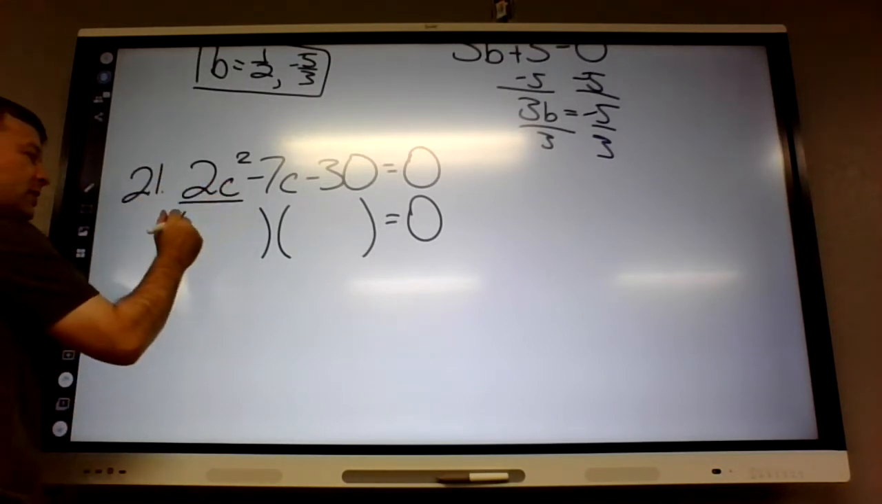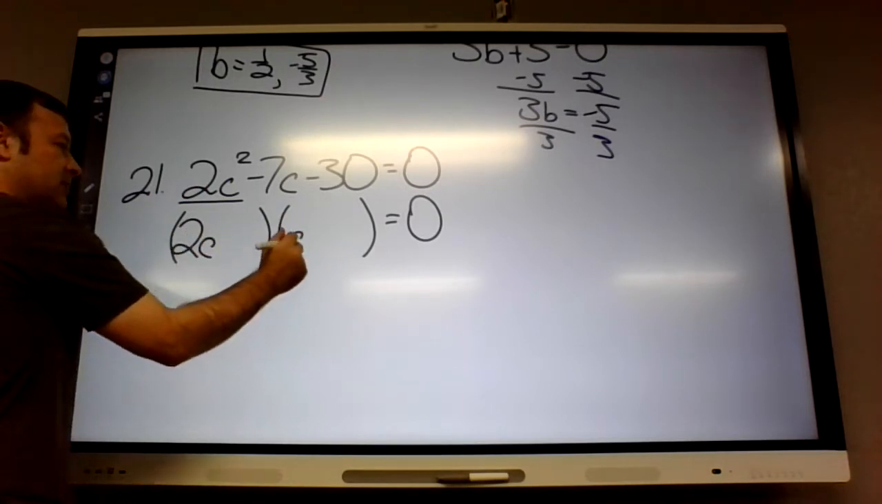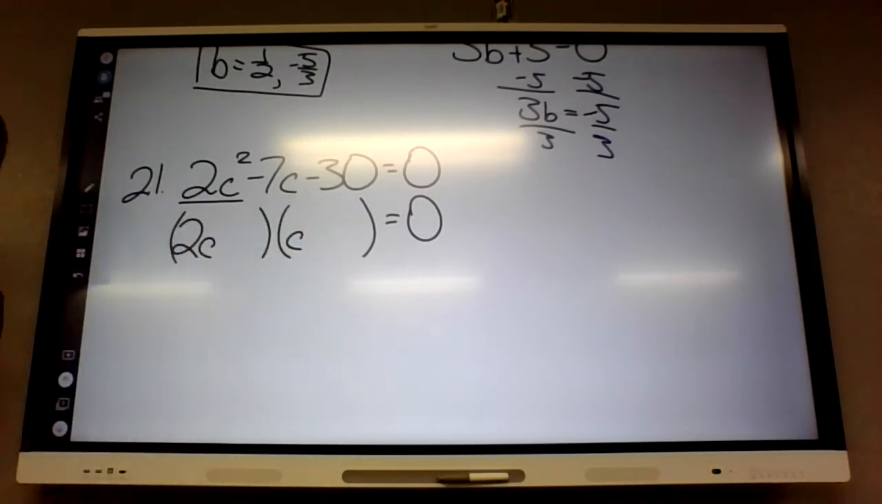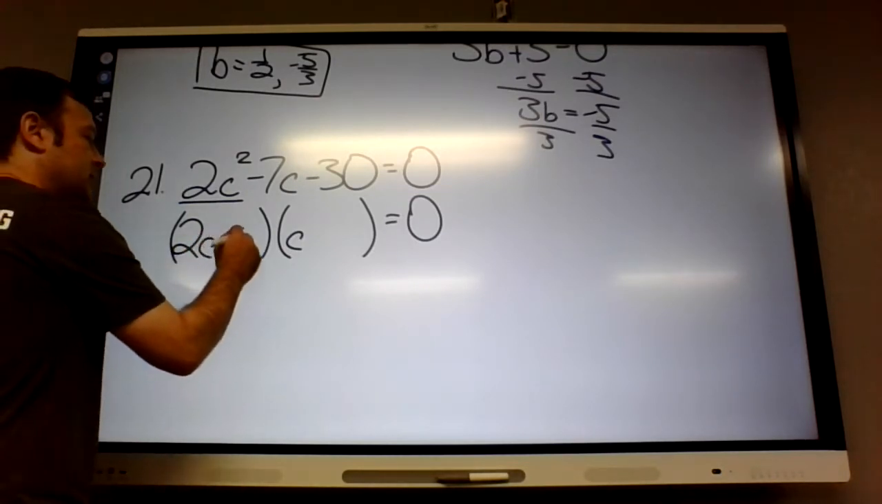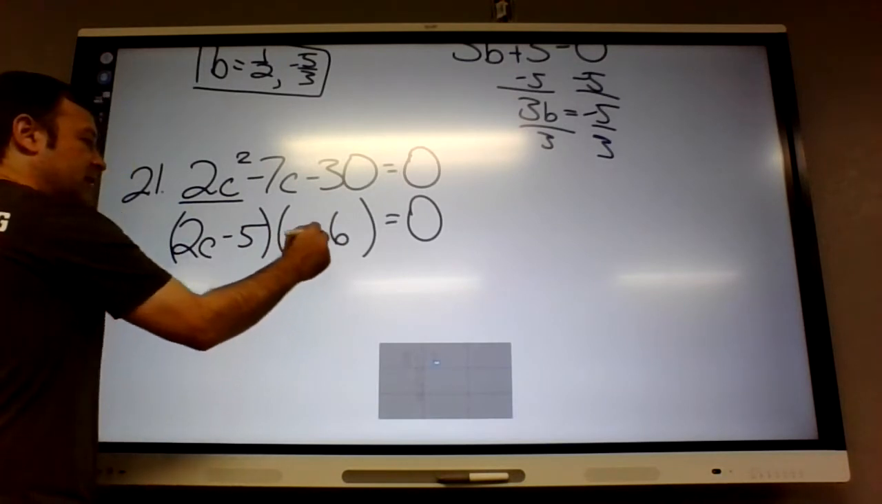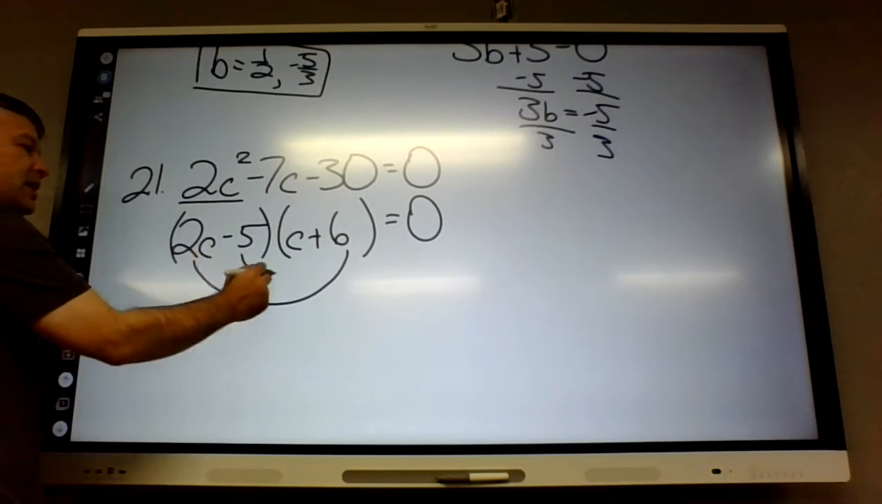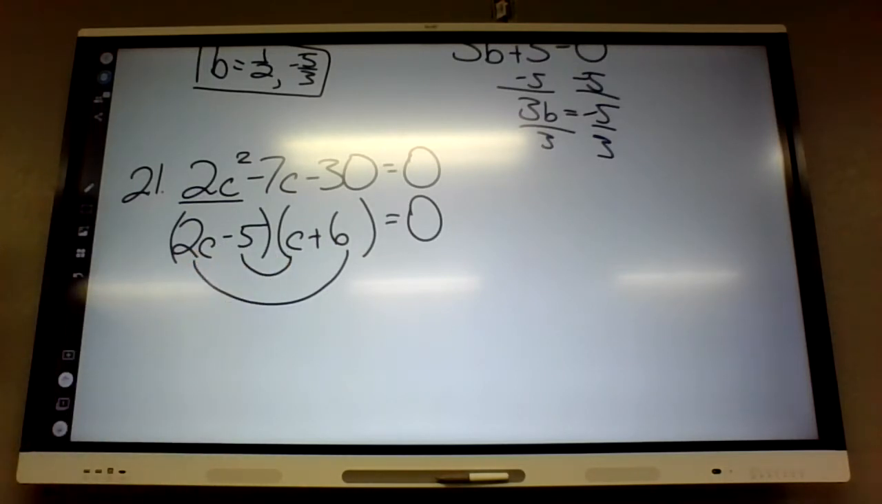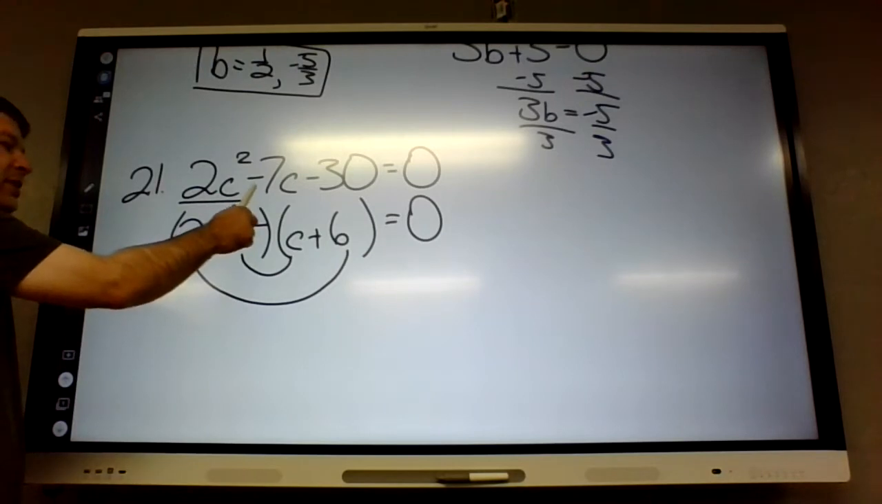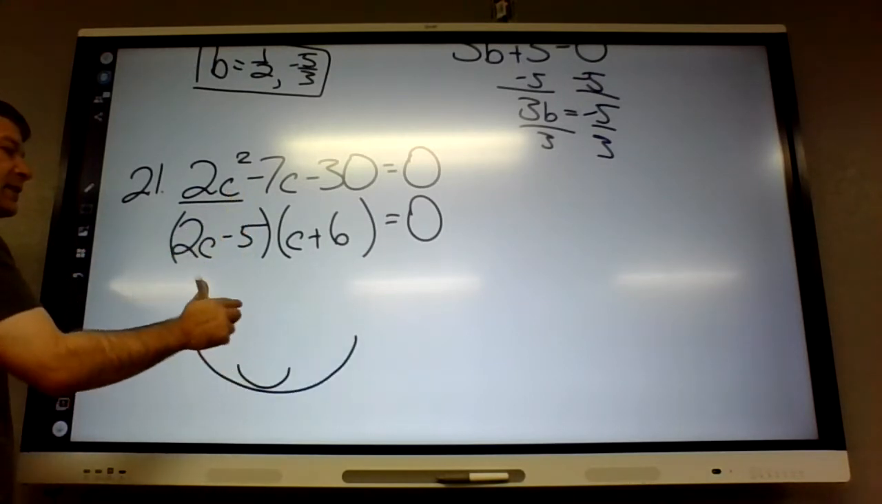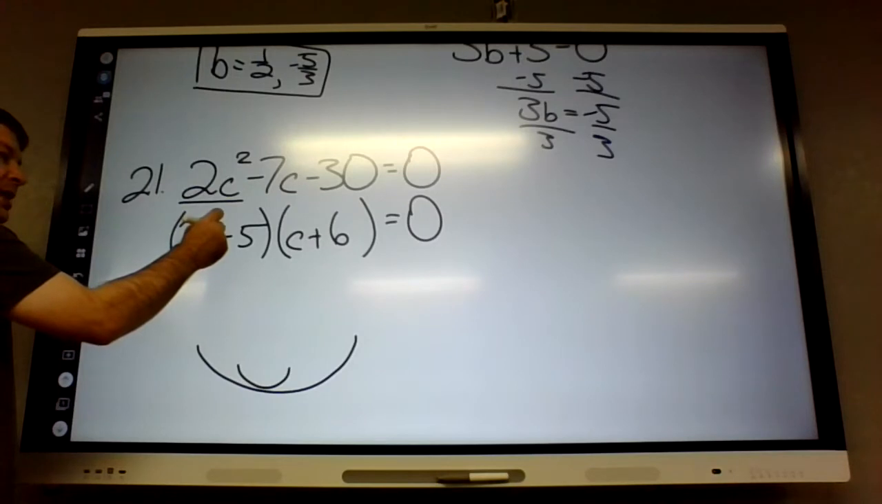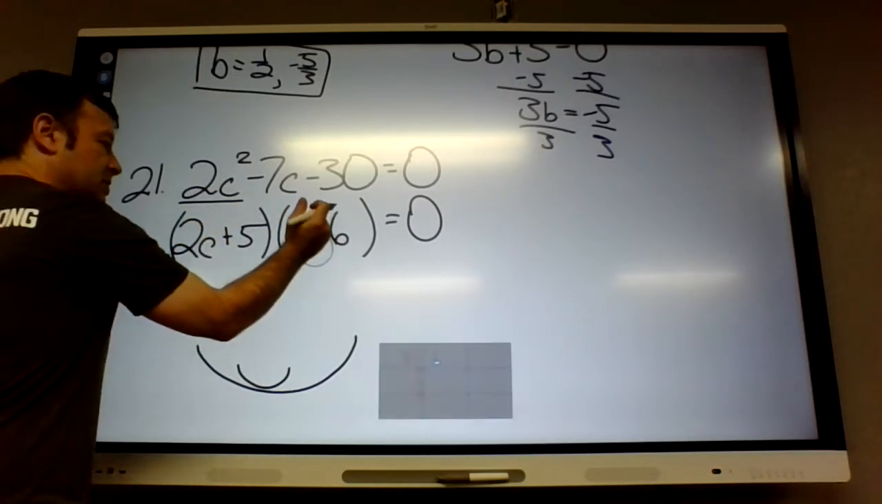What goes into 2c squared? 2c times c. What goes into negative 30? This looks like a problem from the worksheet. 5 and 6. Negative 5 and 6. Let's see what that does for us. Negative 5, positive 6. So the outside would be 12. The inside is minus 5. What's 12 minus 5? 7. Is that right? No, we want negative 7. So if you get the right number but the wrong sign, you need to switch the signs.